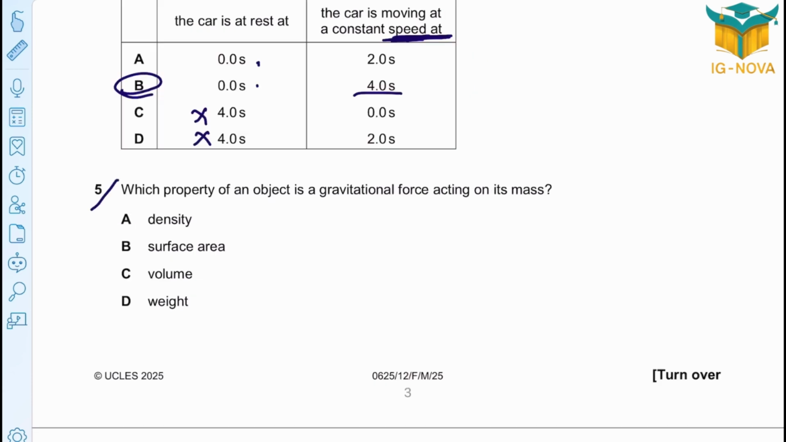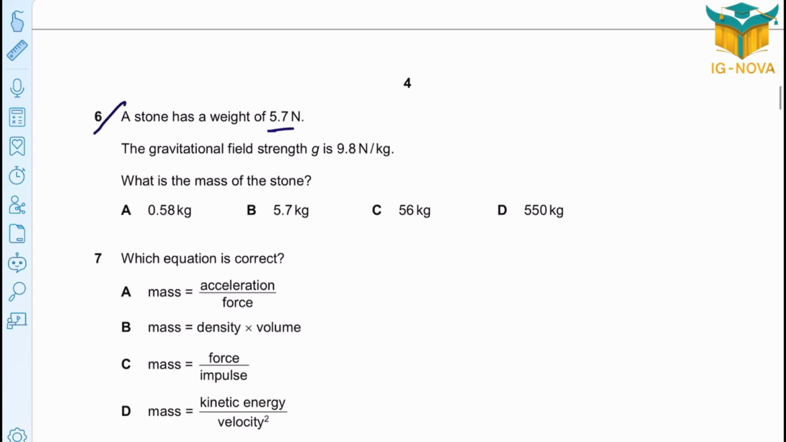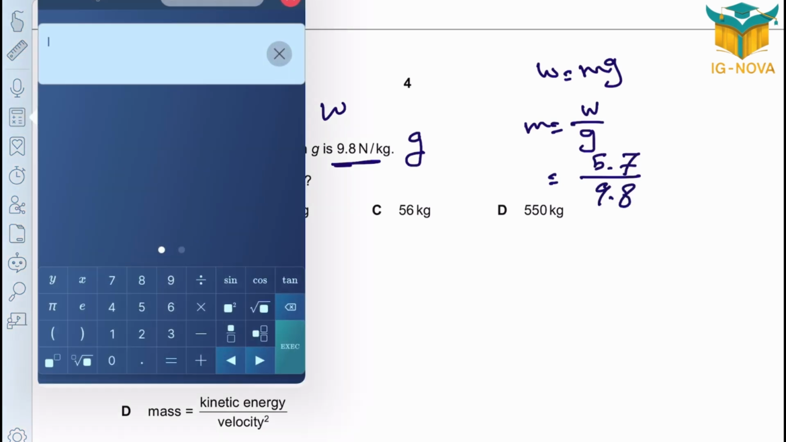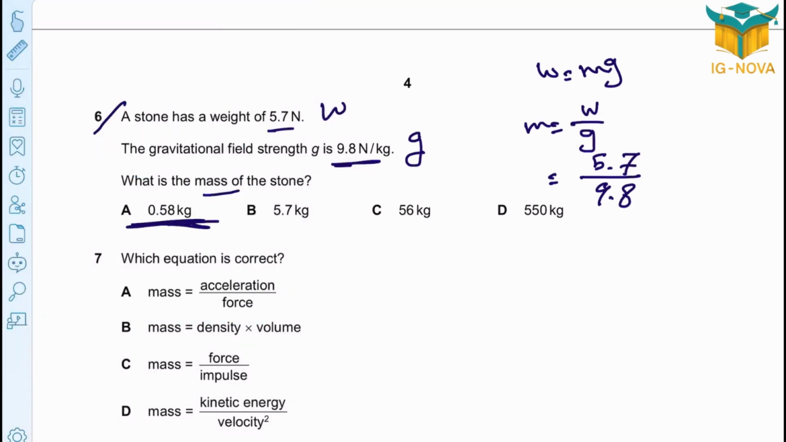Question 5. Which property of an object is the gravitational force acting on its mass? Gravitational force: it's not density, surface area, or volume, it's weight. Question 6. A stone has a weight of 5.7, so this is the weight, W. The gravitational field strength is 9.8 Newton per kilogram, so this is g. What is the mass? From the relation W equals mg, m is W over g. W is 5.7, g is 9.8. Using a calculator, 5.7 over 9.8, the answer is 0.58. Option A.